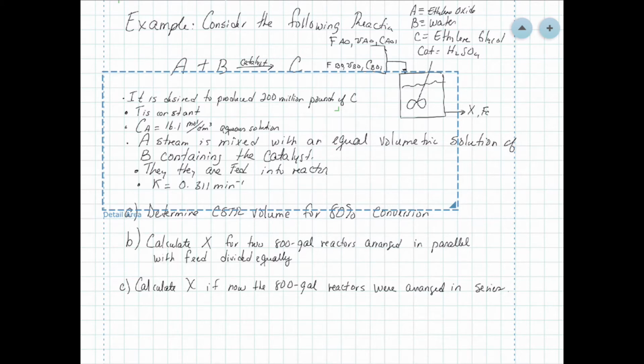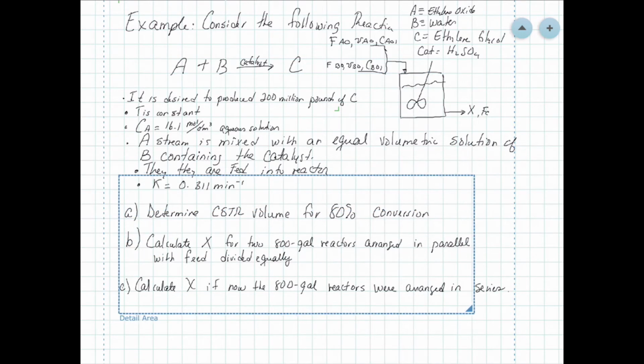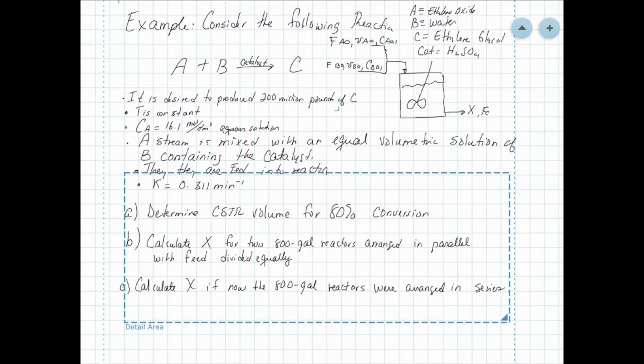So in some sense, you know exactly what temperature you're going to keep the reactor at, because you're trying to use the same specific rate, or the conditions that you used previously, to calculate. Okay, so we are interested in determining the CSTR volume for 80% conversion. This is very similar to the examples that we have done before. Then we're going to have some fun calculating conversion for reactors that are arranged in parallel, and then compare that to reactors that are arranged in series.